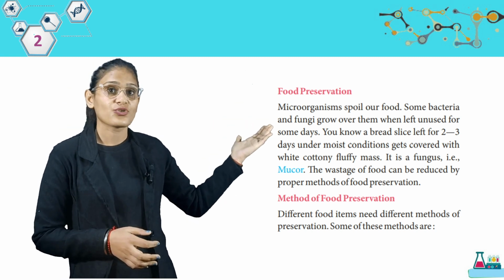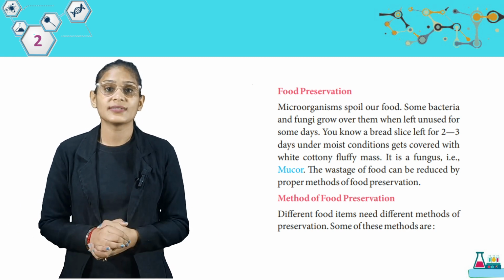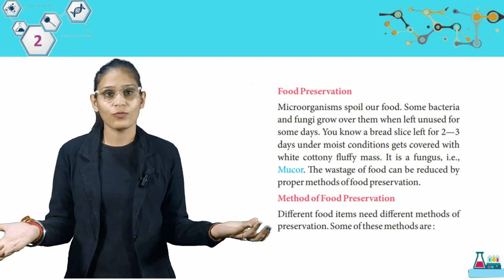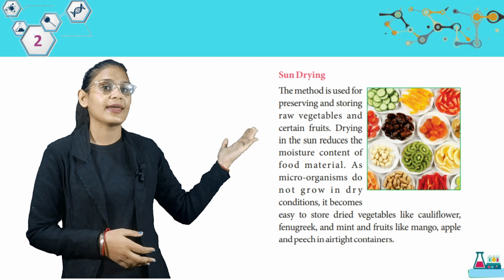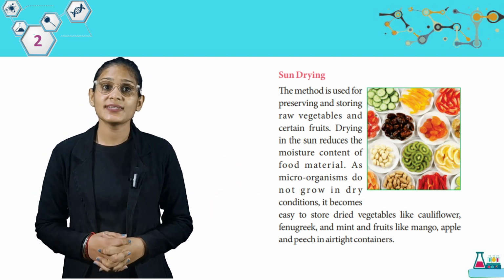Methods of food preservation. Different food items need different methods of preservation. Some of these methods are. So student, different type के food को क्या चाहिए? Different type का preservation. Obvious है. Now we have sun drying. The method is used for preserving and storing raw vegetables and certain fruits.